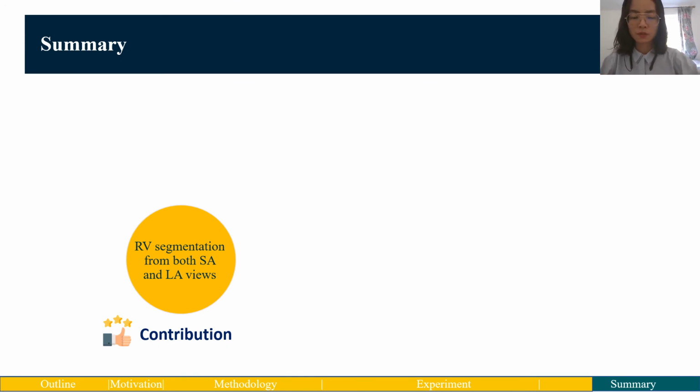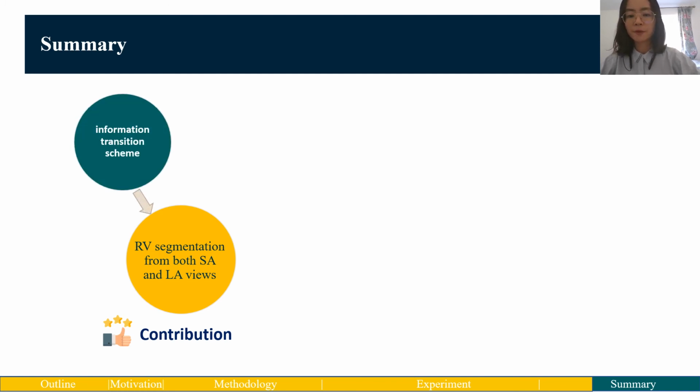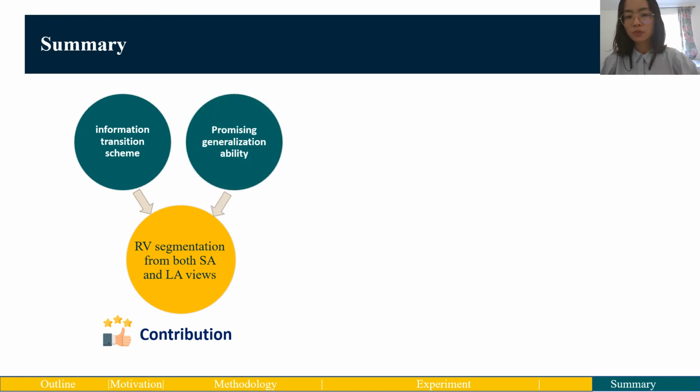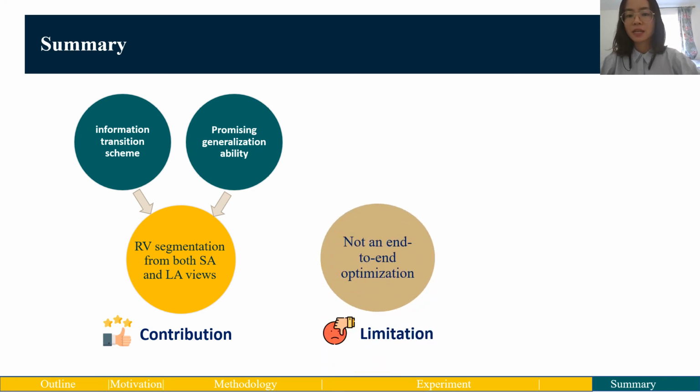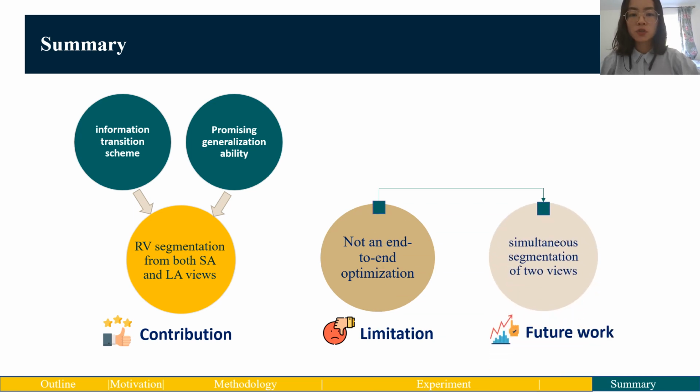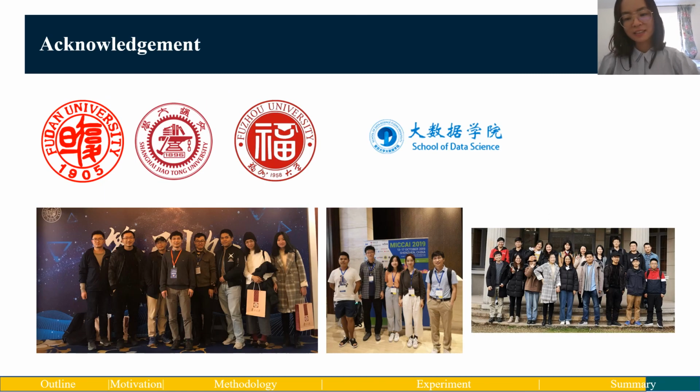First of all, our main contribution is to design a framework for the RV segmentation of both SA and LA views. The proposed model introduced an information transition scheme and obtained promising results, even on the unknown pathologies. The limitation of this work is that SA and LA view segmentation are achieved separately, as LA segmentation is regarded as a prior for the SA segmentation. In the future, we will develop a more elegant and effective information transition scheme for the simultaneous segmentation of SA and LA views. That's all the content of this talk.